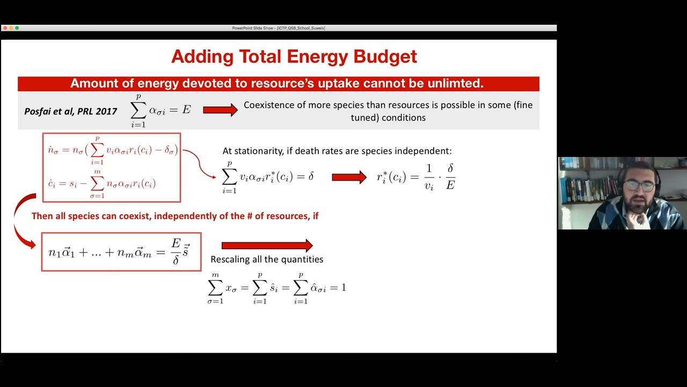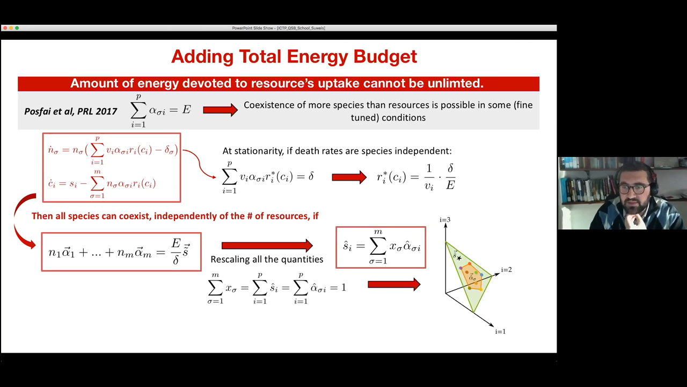Then if you rescale all the quantities, we call X the rescaled population and S hat the rescaled supply vector. With this tilde, I denote the fact that I have absorbed this V_i, this efficiency. S hat is the rescaled supply rate, and we rescaled the metabolic strategy so that all these quantities sum up to one. Then you can see that this basically defines a multidimensional simplex, and in particular, all the strategies and the supply rates lie in this P minus one dimensional simplex.